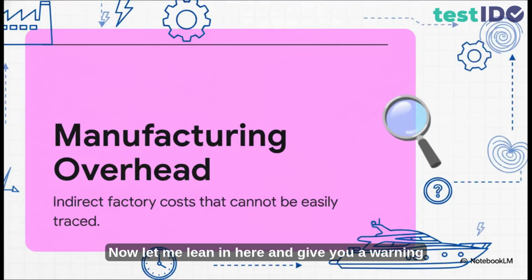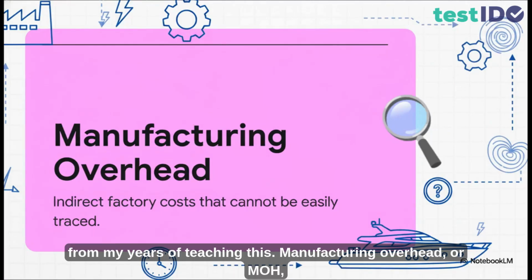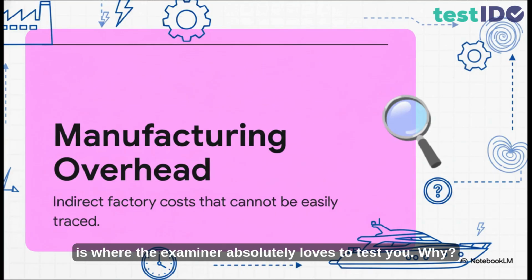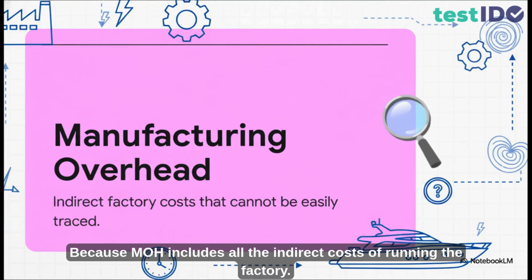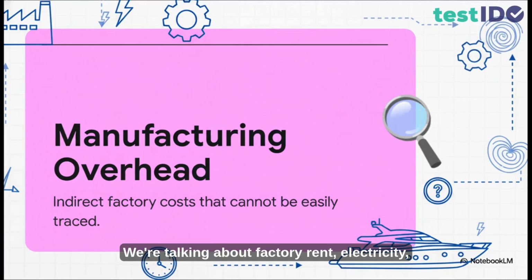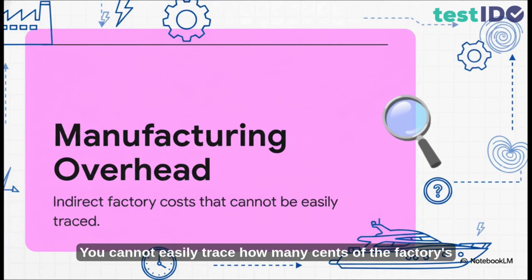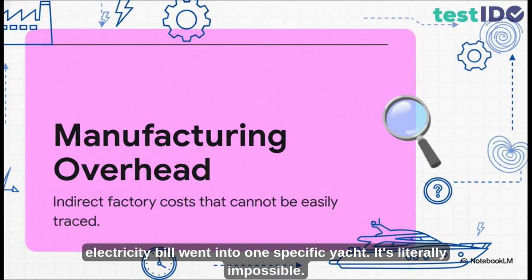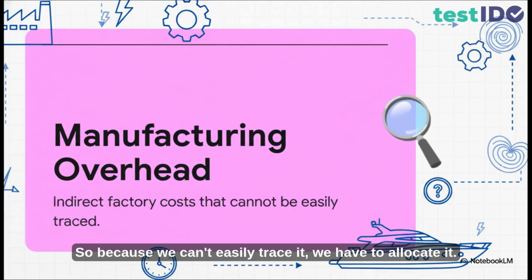Now let me lean in here and give you a warning from my years of teaching this. Manufacturing overhead, or MOH, is where the examiner absolutely loves to test you. Why? Because MOH includes all the indirect costs of running the factory. We're talking about factory rent, electricity, depreciation on the machines, the supervisor's salary. You cannot easily trace how many cents of the factory's electricity bill went into one specific yacht. It's literally impossible. So because we can't easily trace it, we have to allocate it.